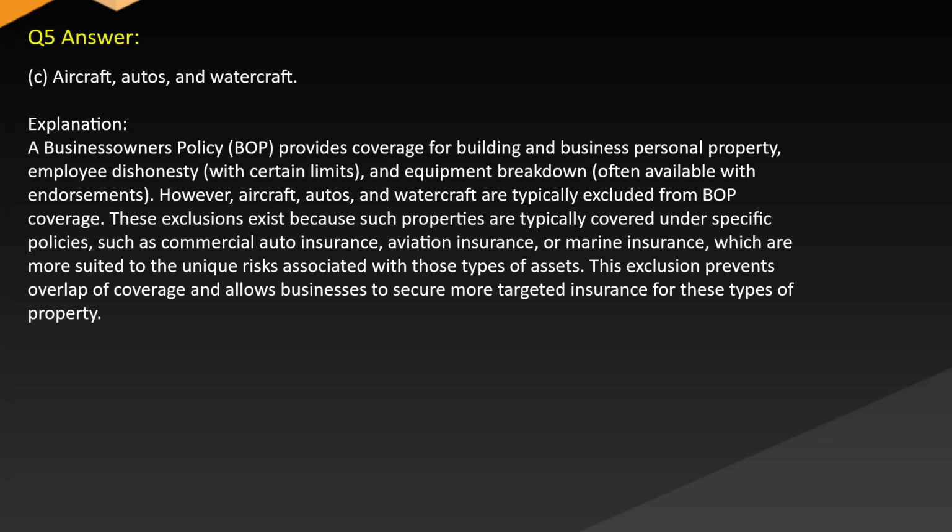These exclusions exist because such properties are typically covered under specific policies such as commercial auto insurance, aviation insurance, or marine insurance, which are more suited to the unique risks associated with those types of assets. This exclusion prevents overlap of coverage and allows businesses to secure more targeted insurance for these types of property.